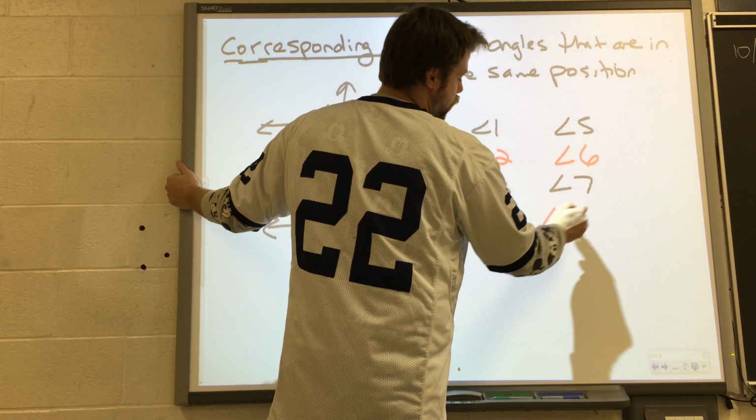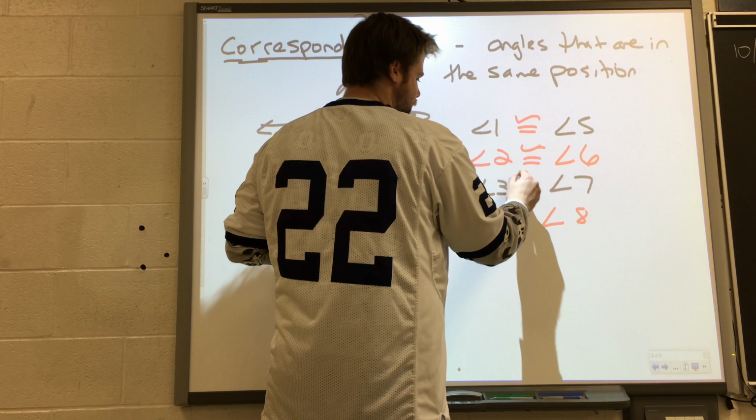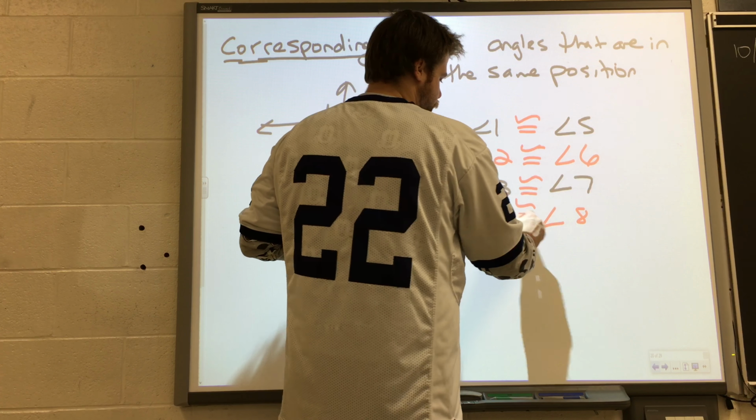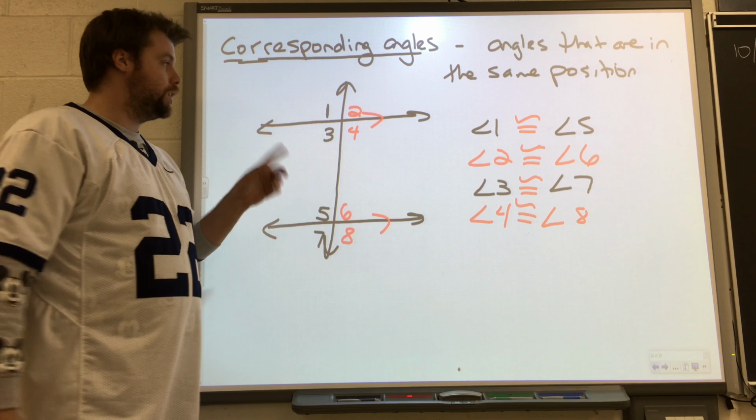So we have our pairs of corresponding angles. Top left, top right, bottom left, bottom right, so on. They're in the same position. Now, when you have two parallel lines cut by a transversal, corresponding angles are congruent. So angle 1 and angle 5 are congruent. Same thing with 2 and 6, 3 and 7, and 4 and 8. They are all congruent.